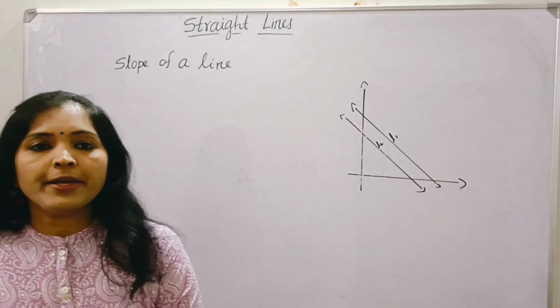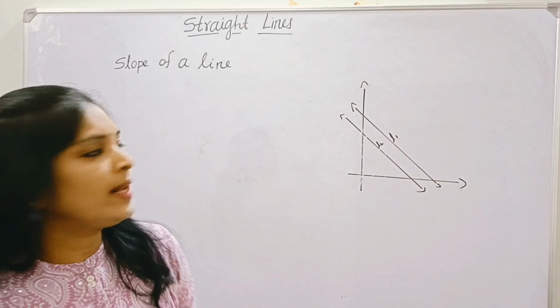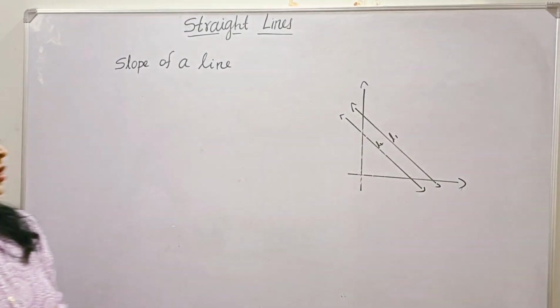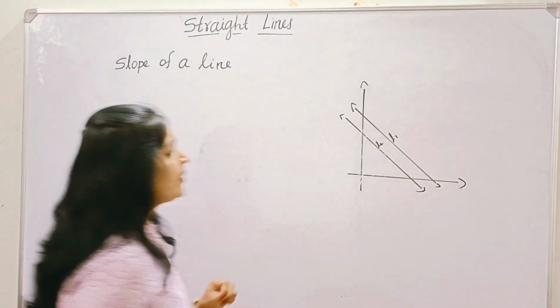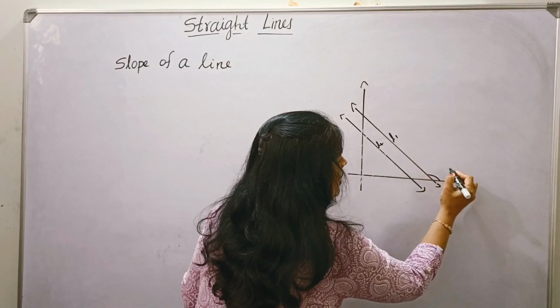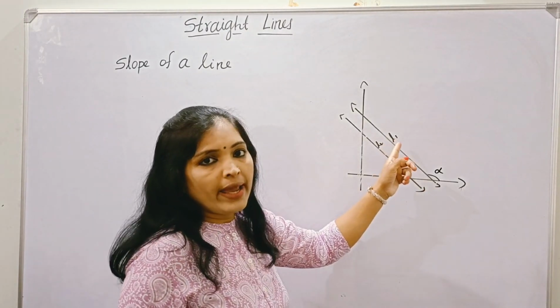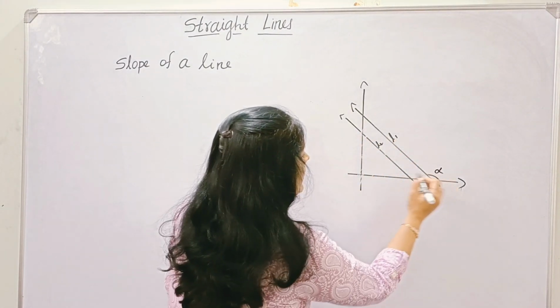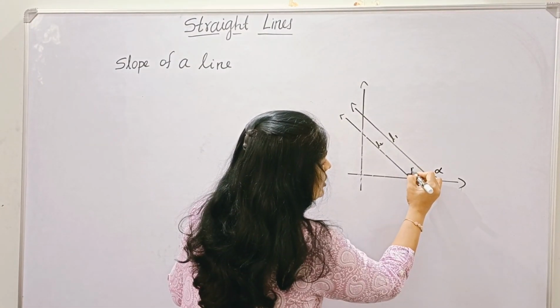Next we will study slopes of 2 parallel lines. If 2 lines are parallel, what are their slopes? Let us see 2 lines L1 and L2 in the xy plane. The inclination of the line L1 is alpha. Let the inclination of L2 be beta.